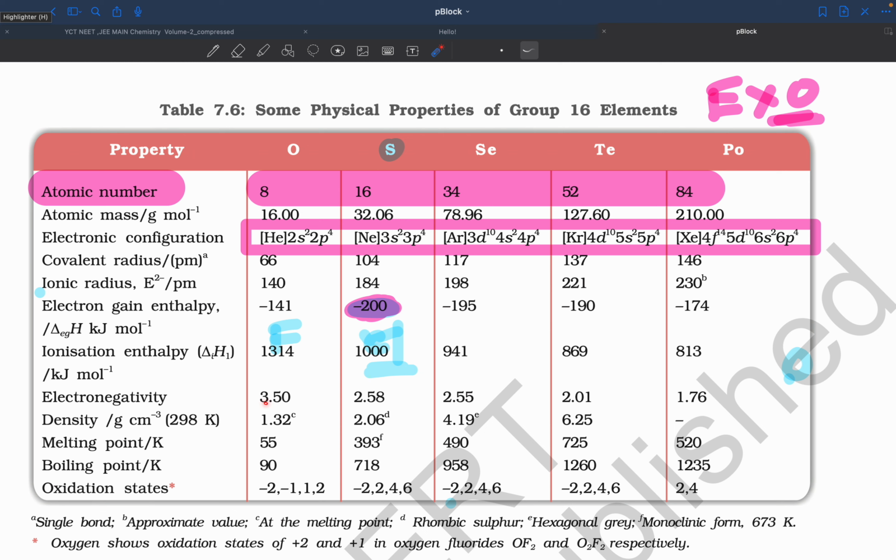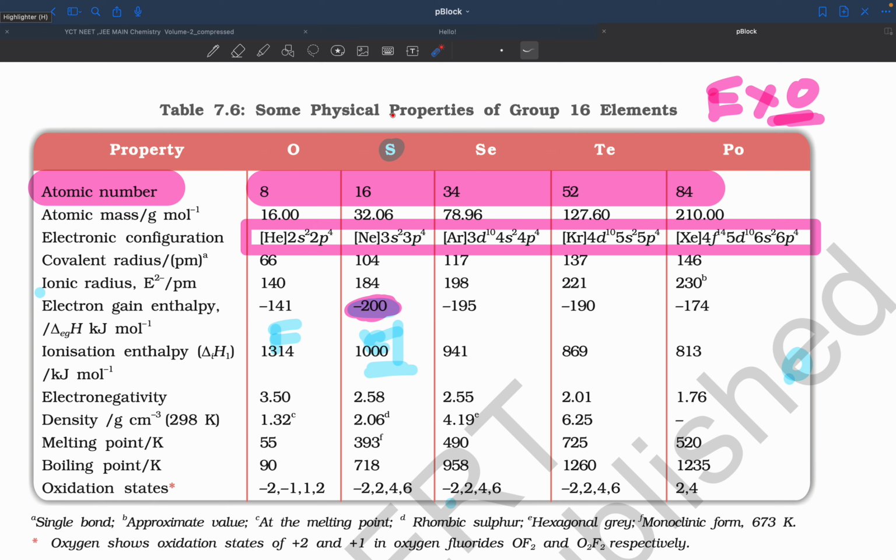Electronegativity. There is no abnormality in electronegativity either, see. It is gradually decreasing. Density also increases, obviously. There are no changes in melting points and boiling points. So the only thing you should remember is this one: sulfur is the most electronegative, the element with the highest electron gain enthalpy.